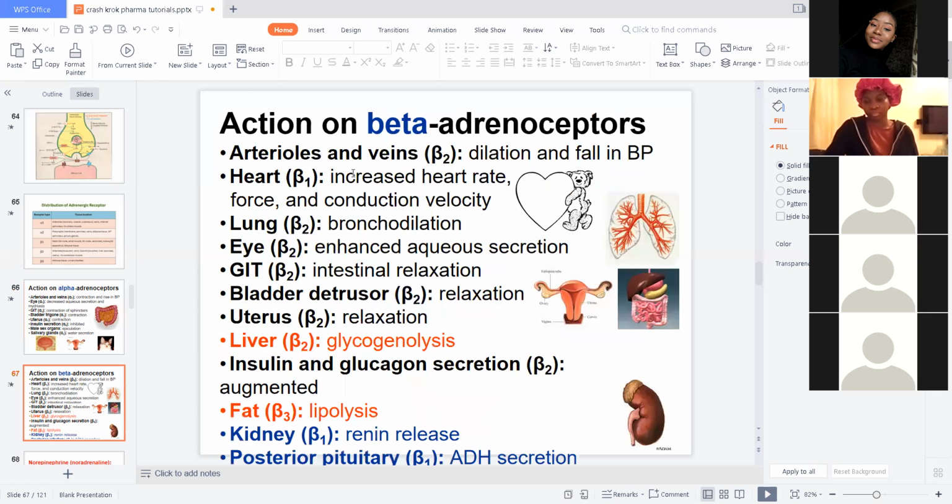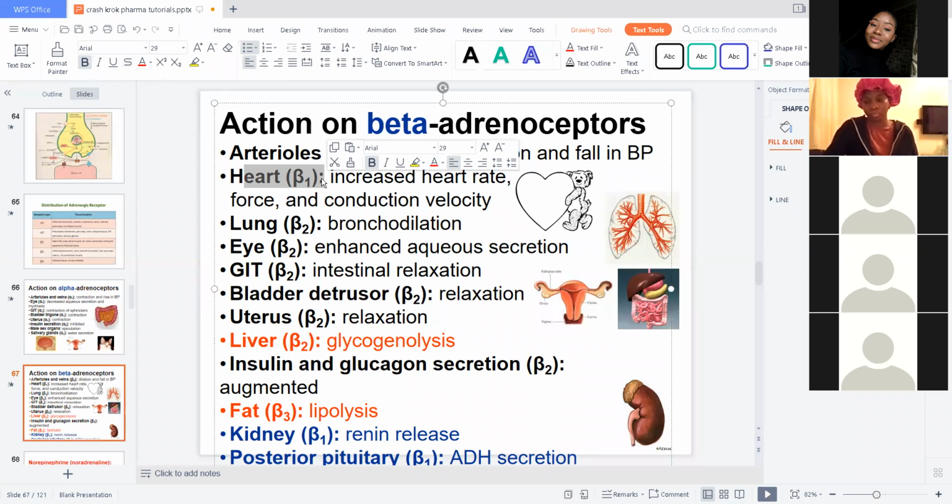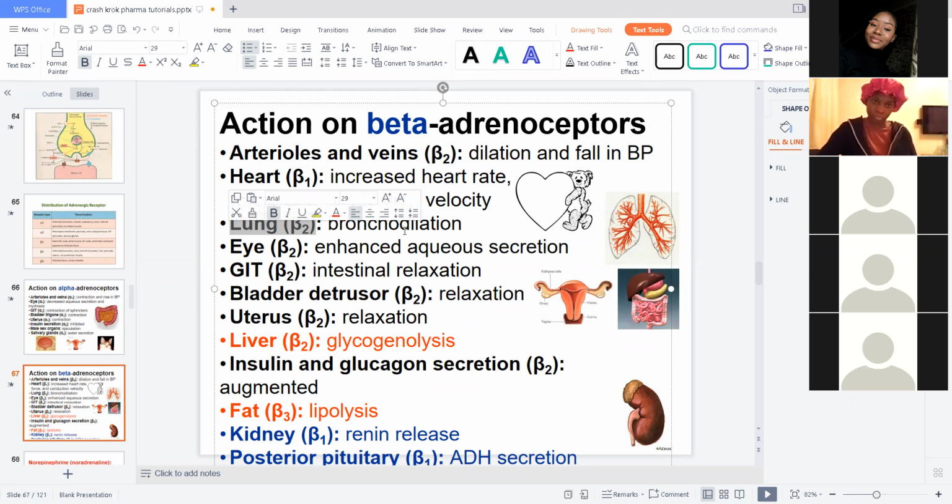Okay, so moving on to beta adrenergic receptors. I want you to remember beta 1. Don't forget, beta 1 is in the heart. So an agonist of beta 1 receptors is going to increase heart rate, increase the force, and increase the velocity. And beta 2 receptors are in the lungs, so it's going to cause bronchodilation. This is going to be very good for asthmatics.